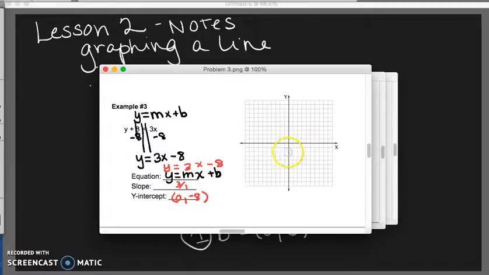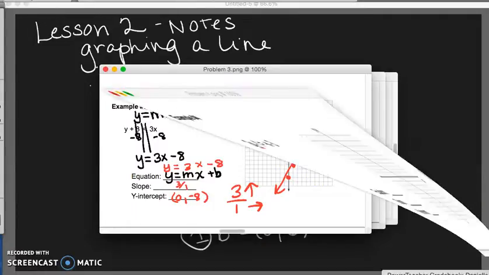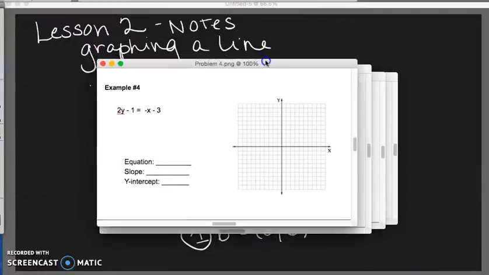So 1, 2, 3, 4, 5, 6, 7, 8. There's my y-intercept. And now, since your slope is 3 over 1, we're going to move up 3 to the right 1. 1, 2, 3 to the right 1. And you can draw your line. Like I said before, make sure you are using a ruler, please. And then finally, here is our last problem, problem number 4.